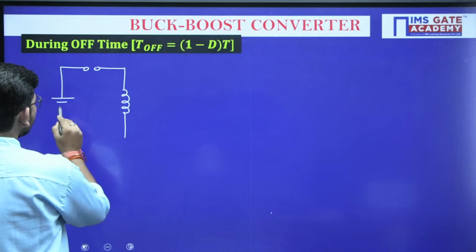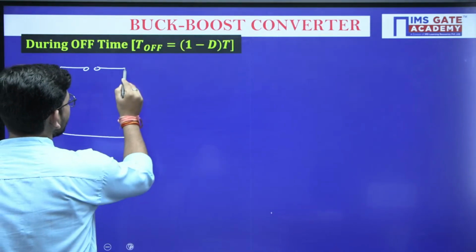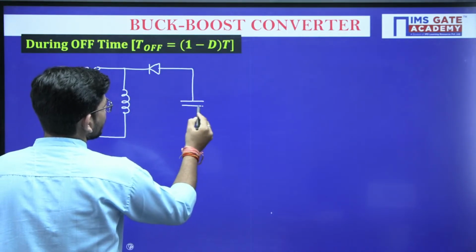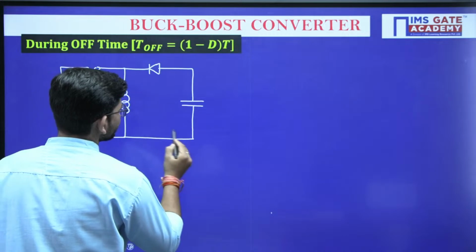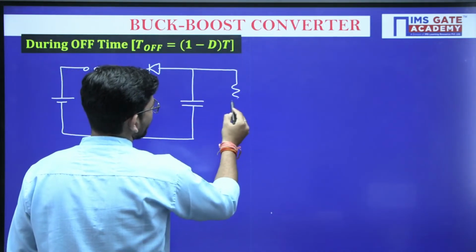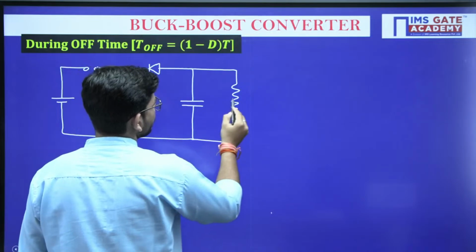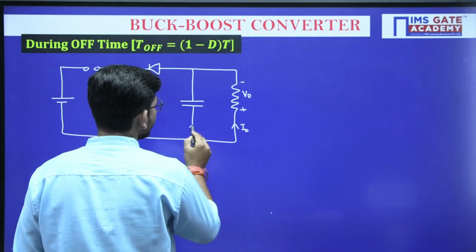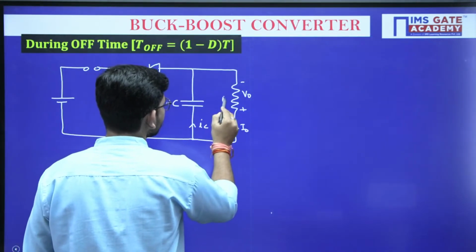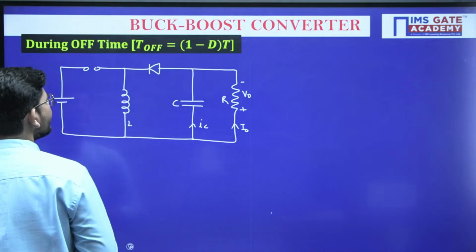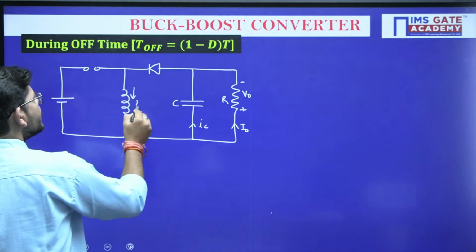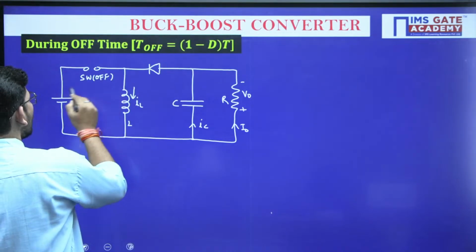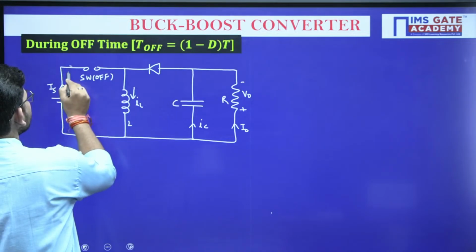Now the switch in the circuit is turned off, and let me draw the other components. So right now we are in this situation. This is the output voltage, this is the output current, this is the capacitor current, capacitor resistance, and this is our inductor. Now the inductor current was flowing in this direction and the switch is off. So guys, if the switch is getting off, this is the source current and this is the switch current.